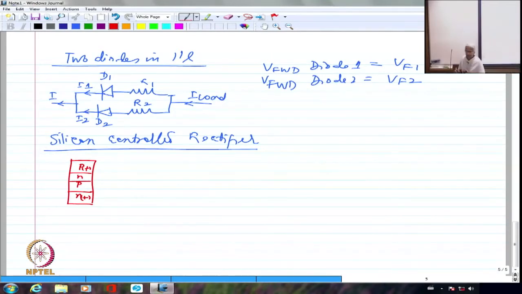And I'm going to have this as the anode and this as the cathode. And this will be the gate. So this is a 3-terminal device with an anode, cathode and a gate. And this is junction 1, J1, this is J2 and this is J3.